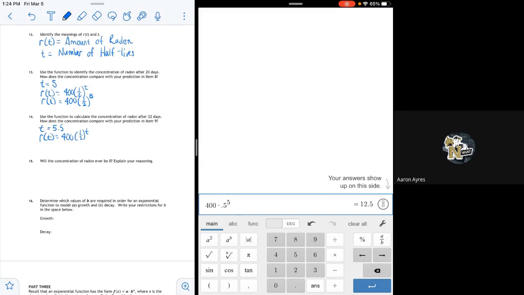Okay. So what's it going to be then for 5.5 half-lives? We'll just add a decimal point. You get 8.83, right? Or 8.84. So this one right here was 12.5, and then this one right here, 1/2 to the T. It would be... I can't write it in that small space. 8.84.